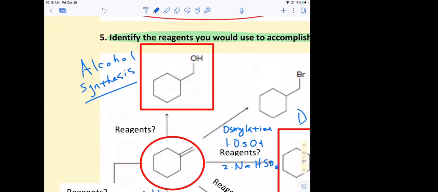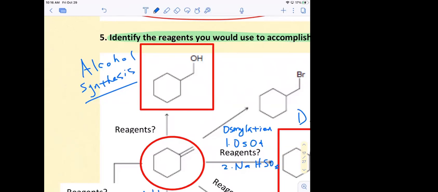Because we talked about two reactions that we can use for that. Dihydroxylation with osmium gives alcohols too, but that's a diol. It's not a single alcohol, so we're not going to use that. We've got other tools, right? What tools do we have in our toolbox to convert alkenes to alcohols?